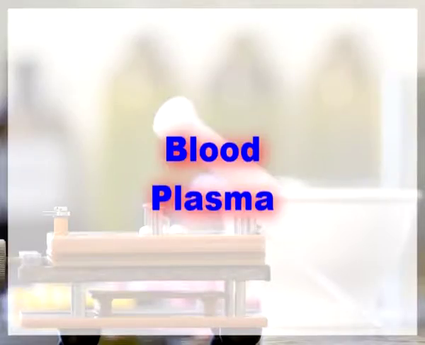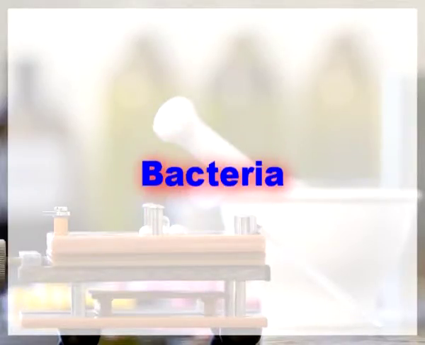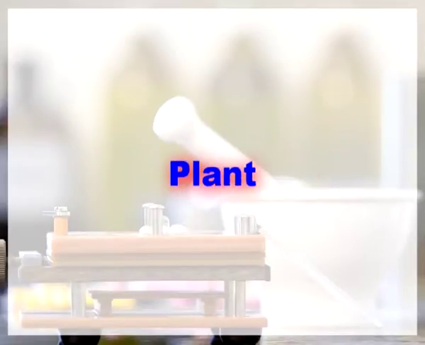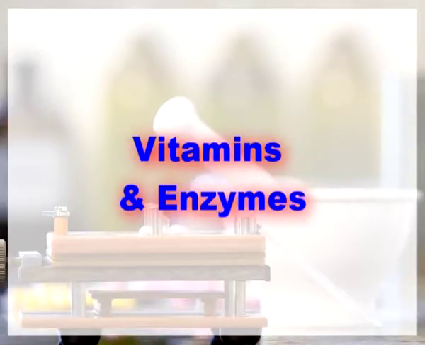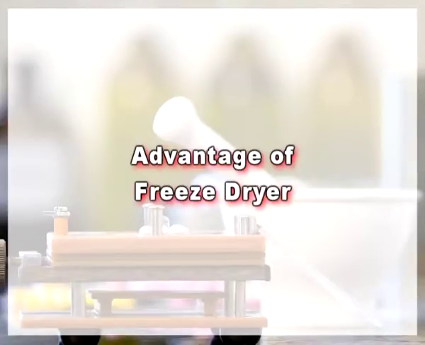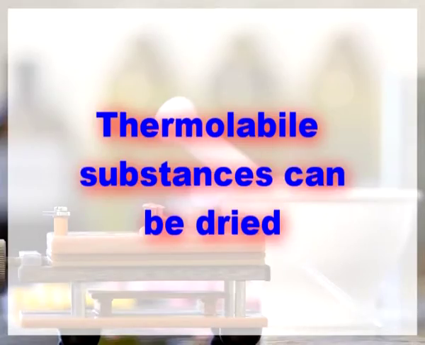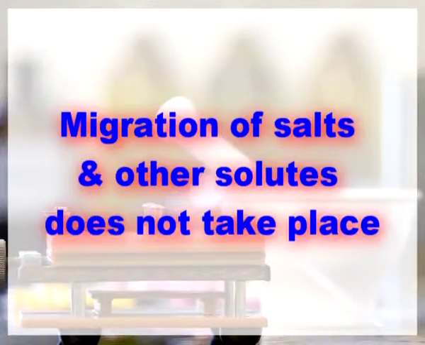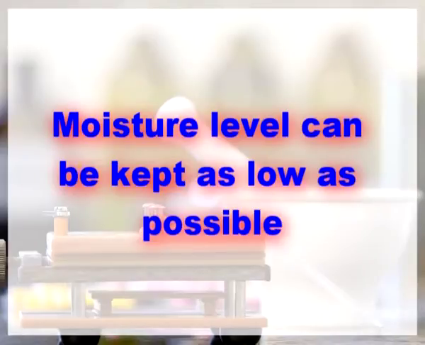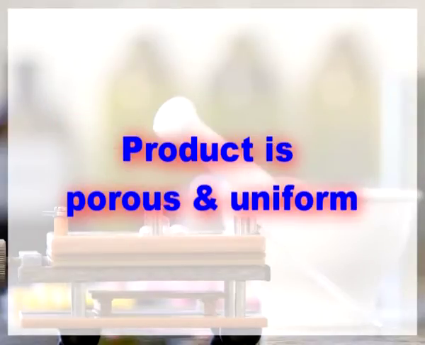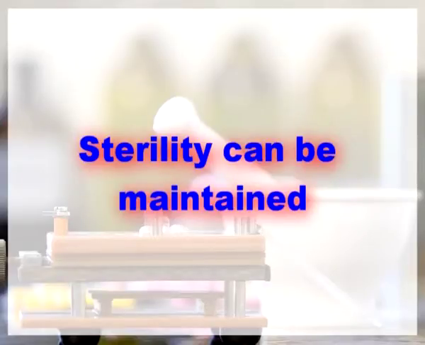Freeze drying is used for drying a number of products: blood plasma and its fractionated products, bacteria, viral cultures, antibiotics, plant extracts, steroids, vitamins and enzymes. The advantages of the freeze drying process are that thermolabile substances can be dried, denaturation does not occur because we use very low temperature, migration of salts and other solutes does not take place, moisture level can be kept as low as possible, the product is porous and uniform, sterility can be maintained, and material can be dried in the final container such as single dose or multiple dose vials.